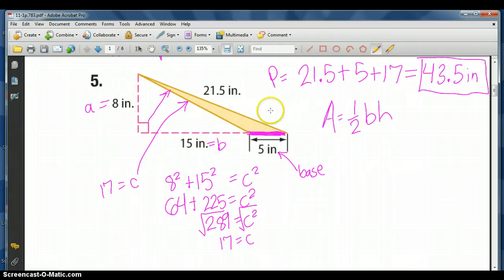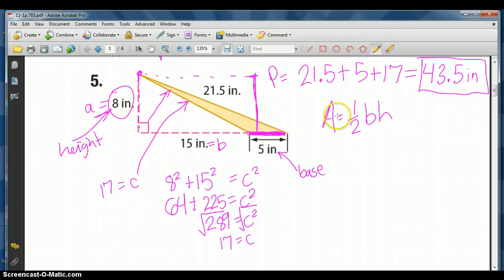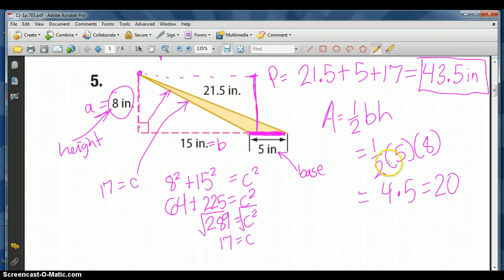So our height would be measured as the distance from here to here, because that goes to our vertex. So that distance would be 8. So if our base is 5 inches, our height is 8 inches. So we can substitute those in. We would take half of 5 times 8, which works the same if we take half of 8 times 5, which is 20. And our units would be square inches for area.